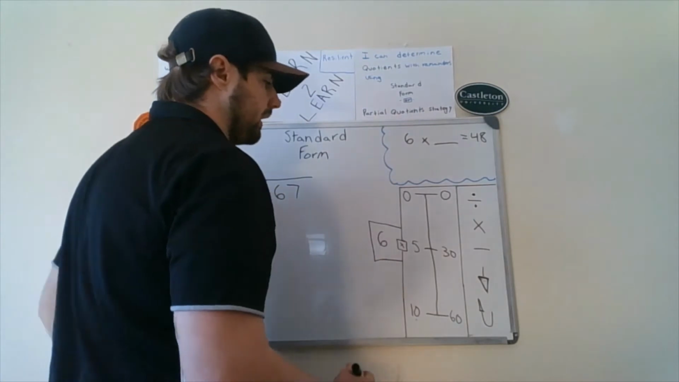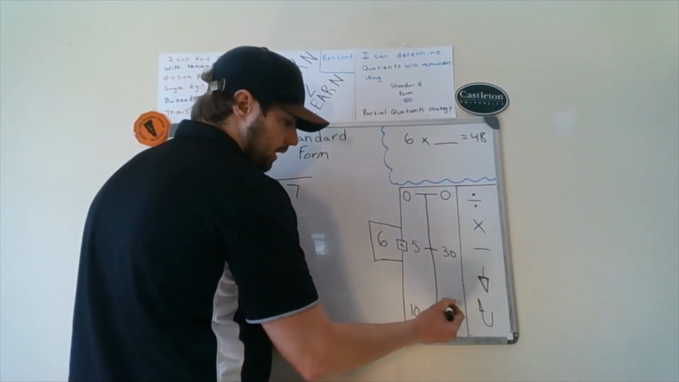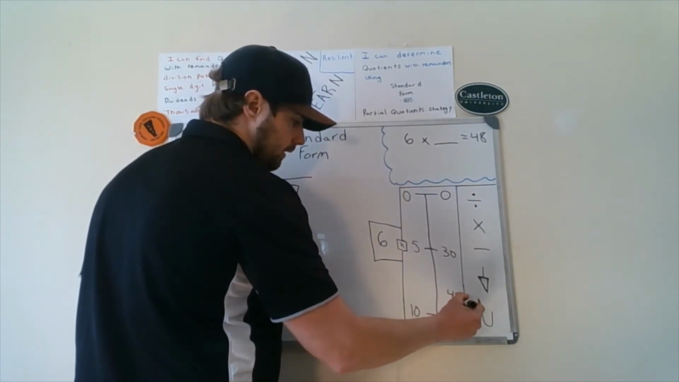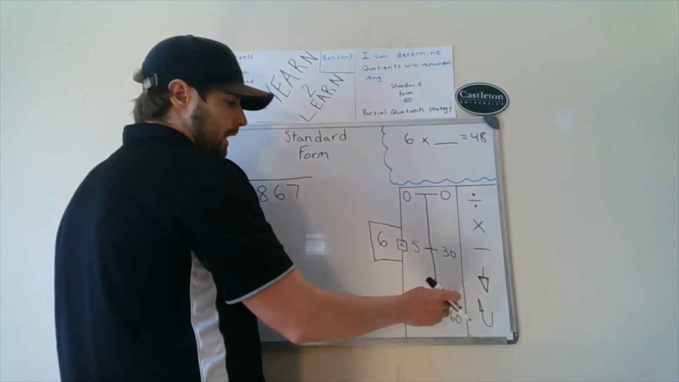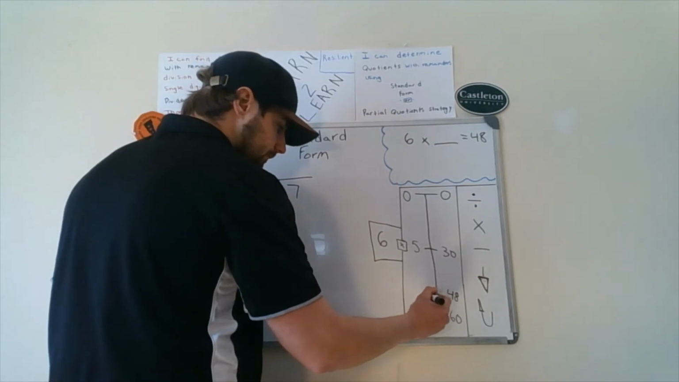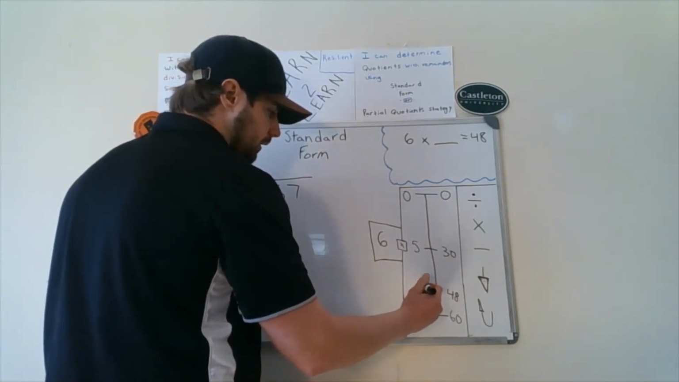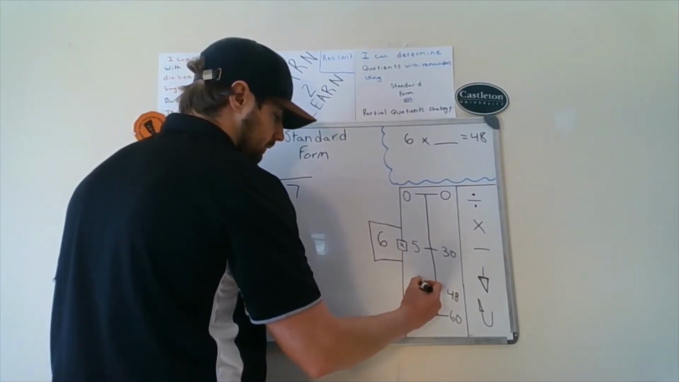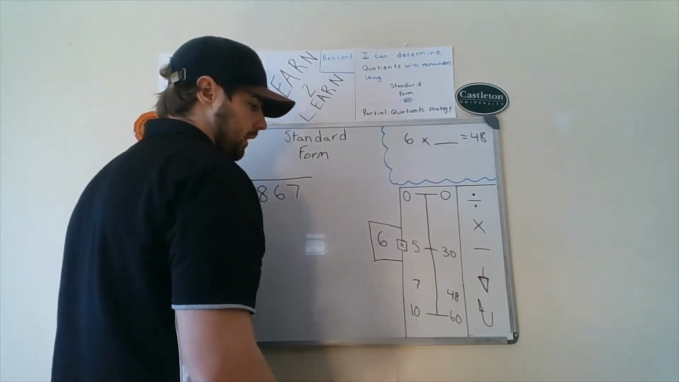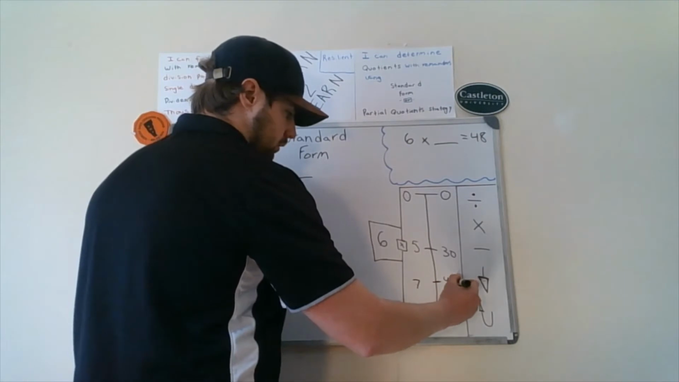I know that 48 is really close to 50. So, if I were to look for a number that's closest to 48, it's going to be somewhere in the middle here. So, let's try. I'm going to use my estimating skills. I'm going to try 7. 6 times 7 is going to give me 42.